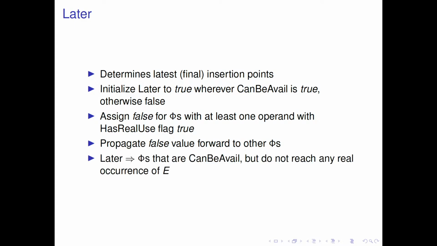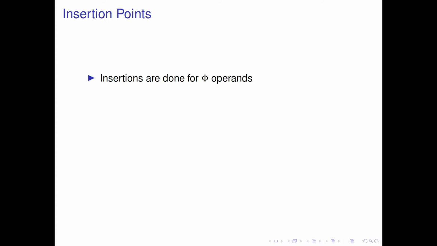Okay, so later will be true for those phis which are possibly available, basically can be available, and at the same time do not have any real occurrences. So now you have to create your own occurrence. So these are safe points for which along certain paths no real use is arriving, so you have to introduce it. Okay, and this gives you insertion points. So you do it for phi operands along the corresponding predecessor edge.